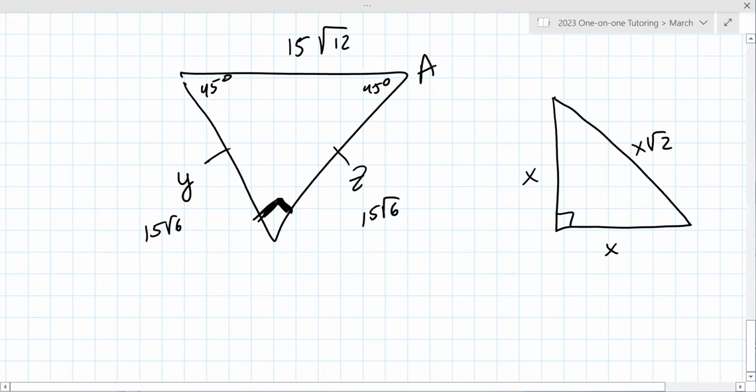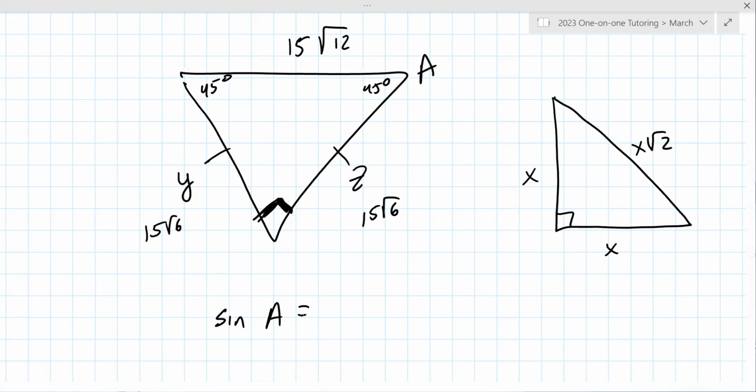All right, so let's make this a. I want you to tell me the sine of a fully reduced, please. That means you may have to rationalize. Well, it'll be 15. No, hold on. Yeah, 15 square root 6 over 15 square root 12, which will be, okay, just keep going, 2 square root 2.